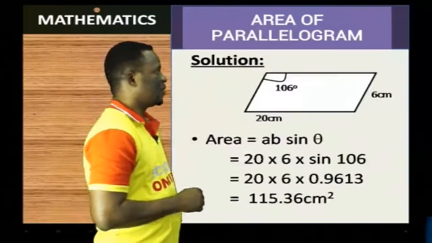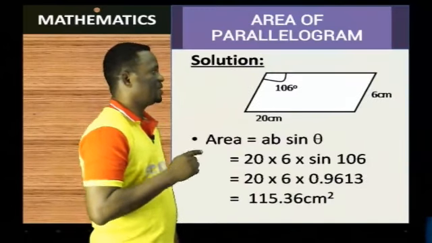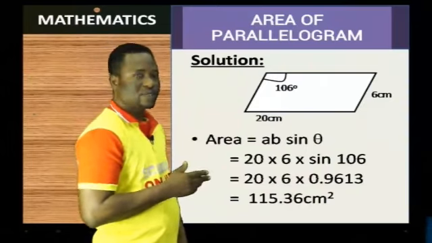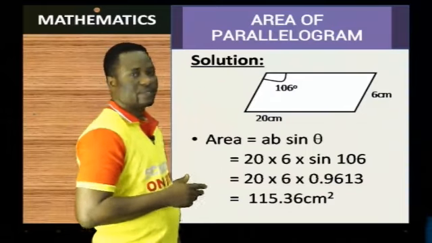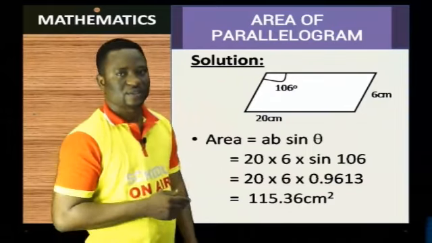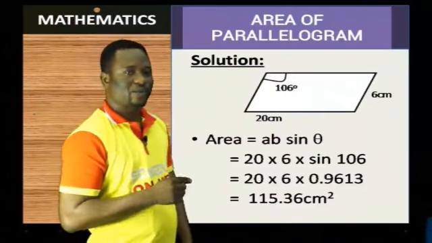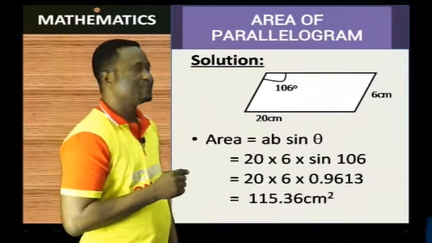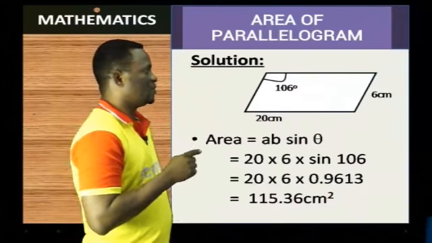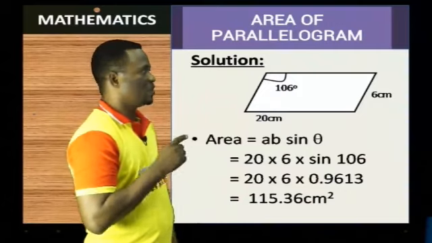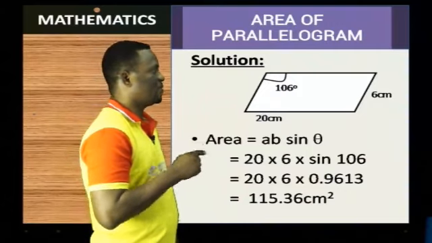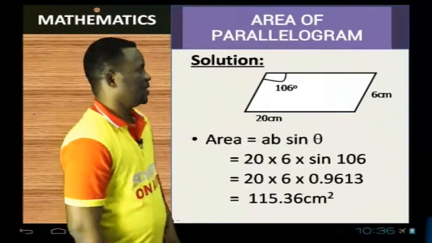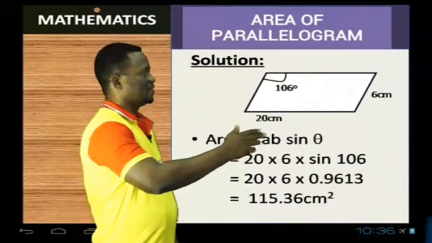So, solution now. Area is equal to AB sine theta. We know our A to be 20 and our B to be 6, and we multiply by sine 106. How do we get sine 106? Sine 106 will be sine of 180 minus 106, and that will give us 74. So if we use 74, we'll get 0.9613. So the answer will be 115.36 centimeters squared.